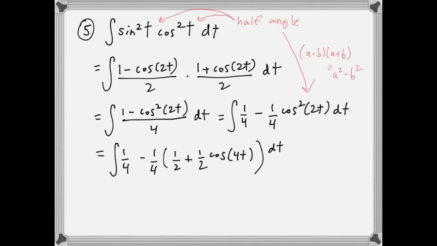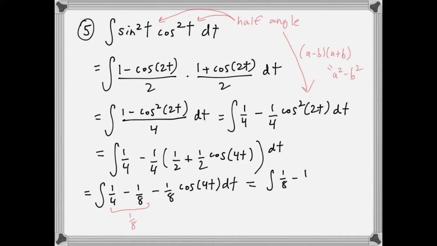So this is my dt. So here's what we get. We end up with the integral of 1/4, and then I have a minus an eighth, and then I have minus 1/8 cosine of 4t dt. The good news is our power is now 1, so we can keep going. What's 1/4 minus 1/8? So if I combine these two, 1/4 minus an eighth is an eighth. Okay, so 2/8 minus 1/8, right? And so if I were to write out what I get, 1/8 minus 1/8 cosine of 4t.